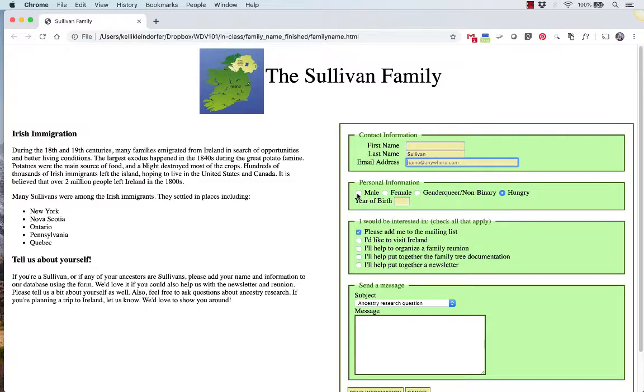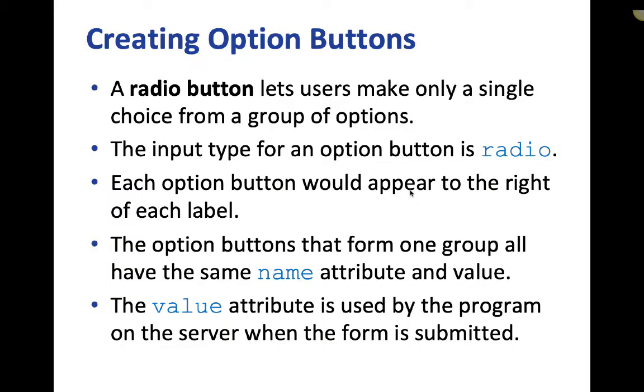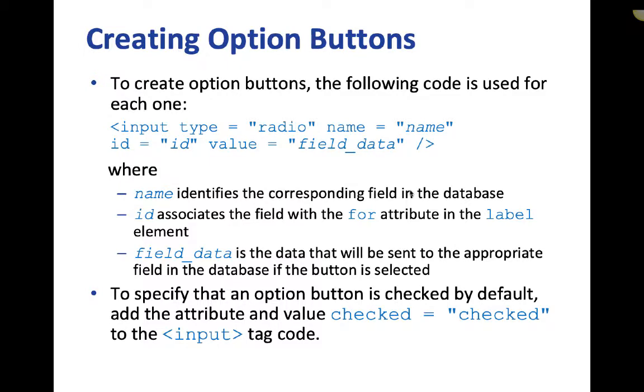Let's look at these option buttons. They're often called radio buttons. Radio buttons have a group so that only one of them can be selected. If you need more than one thing to be selected, then you want to use checkboxes instead of radio buttons. Radio buttons let the users make a single choice from the group of options. The input type for all of the buttons are radio. Option buttons that form one group all have the same name attribute, and value. And the value attribute is what is used whenever the form is submitted on the server.